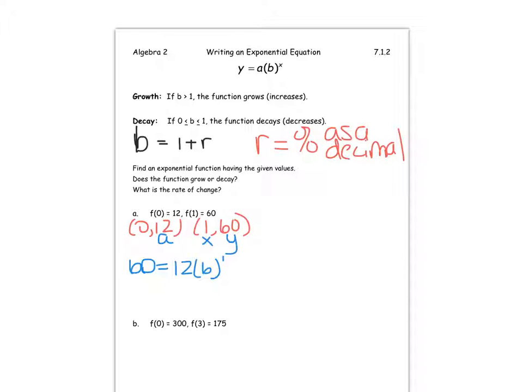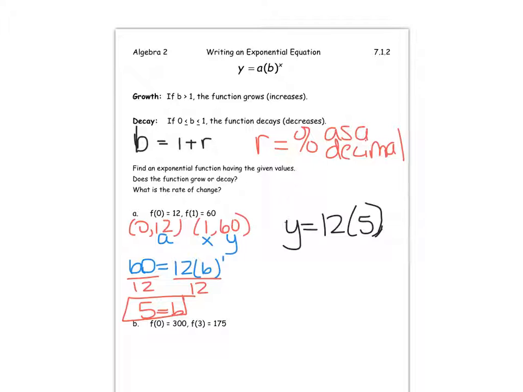Okay. Order of operations here, we're going to divide by 12. So 5 equals b to the first. And we should know that b to the first is the same as b. So b really is 5. Let's go ahead and draw that little box there. Our equation, though, is what we get when we plug in a and b. So our final equation will be y equals 12 times 5 to the x.